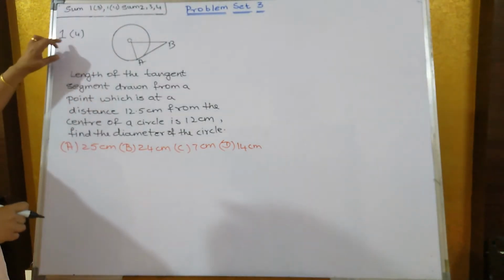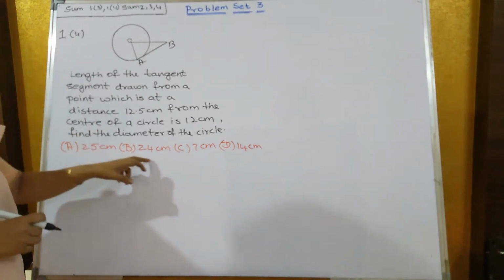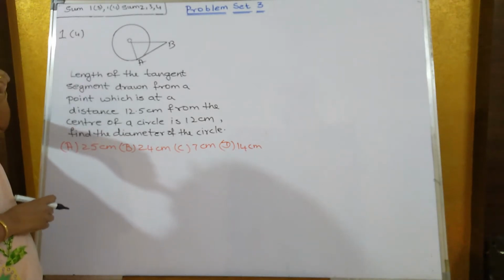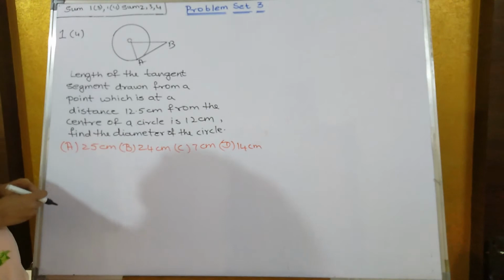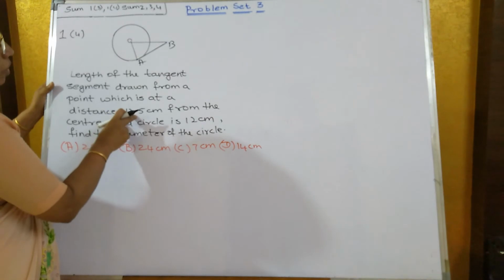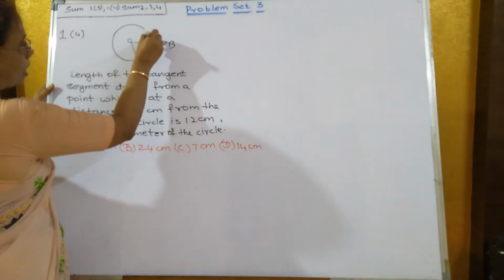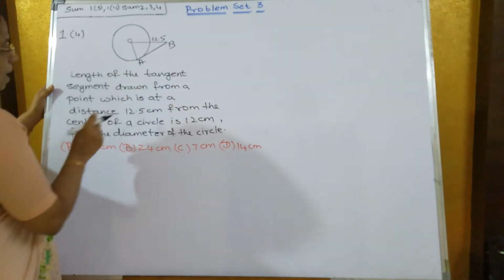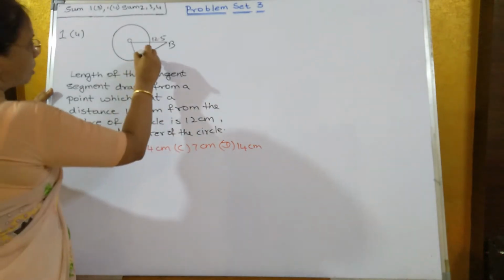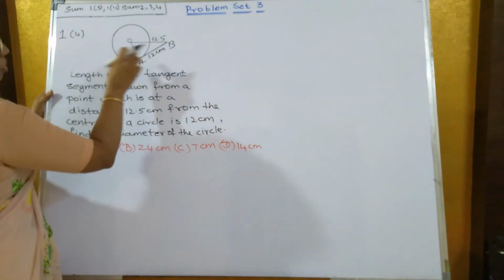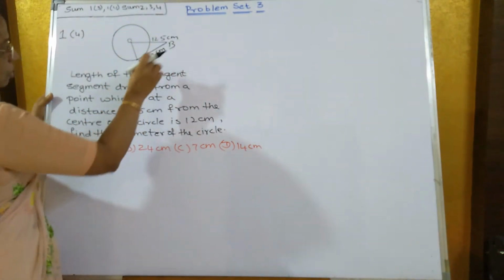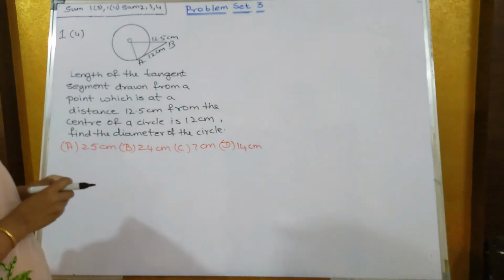Now the fourth sum of sum number 1, where you have to choose the correct option. They have given that the length of a tangent segment drawn from a point which is at a distance of 12.5 centimeter from the center of the circle is 12 centimeters. That means the external point from the center is 12.5, and the length of the tangent segment is 12 centimeter. We have to find the diameter.